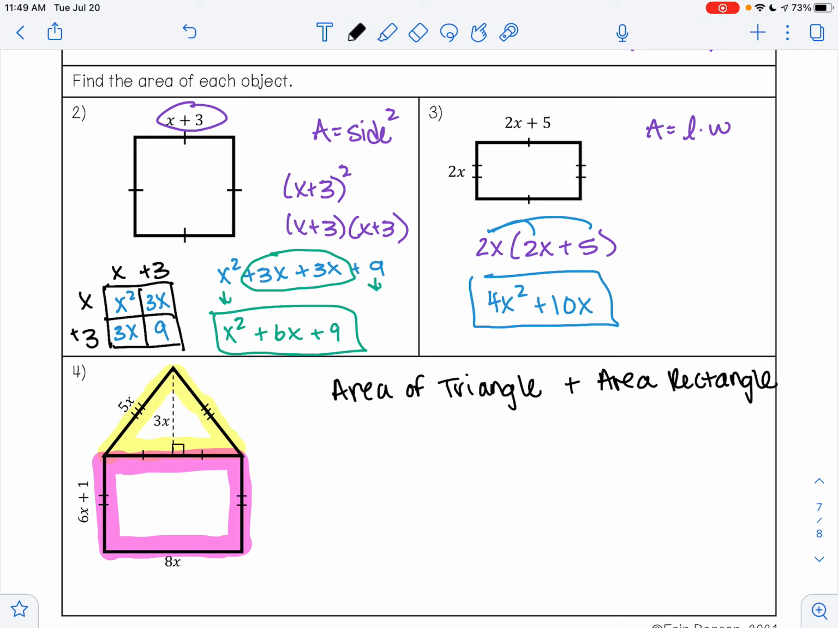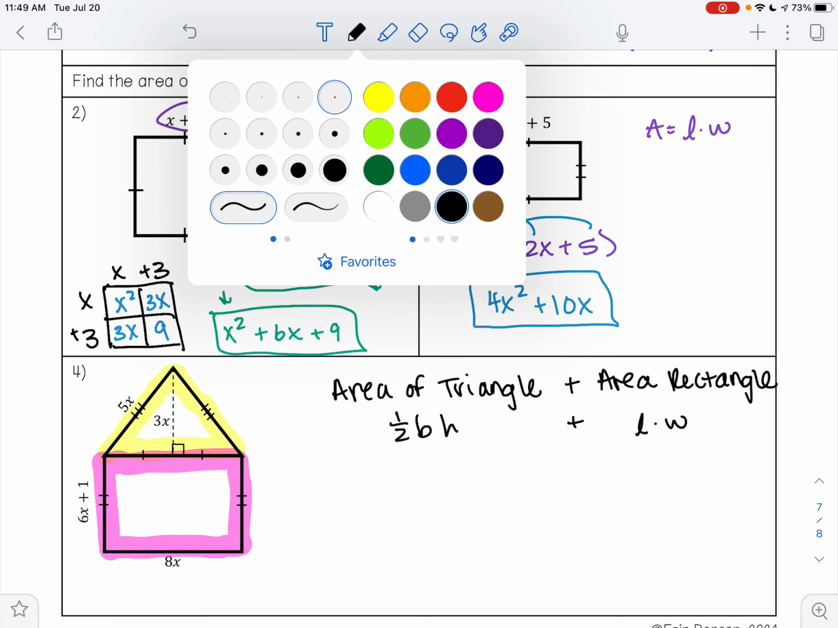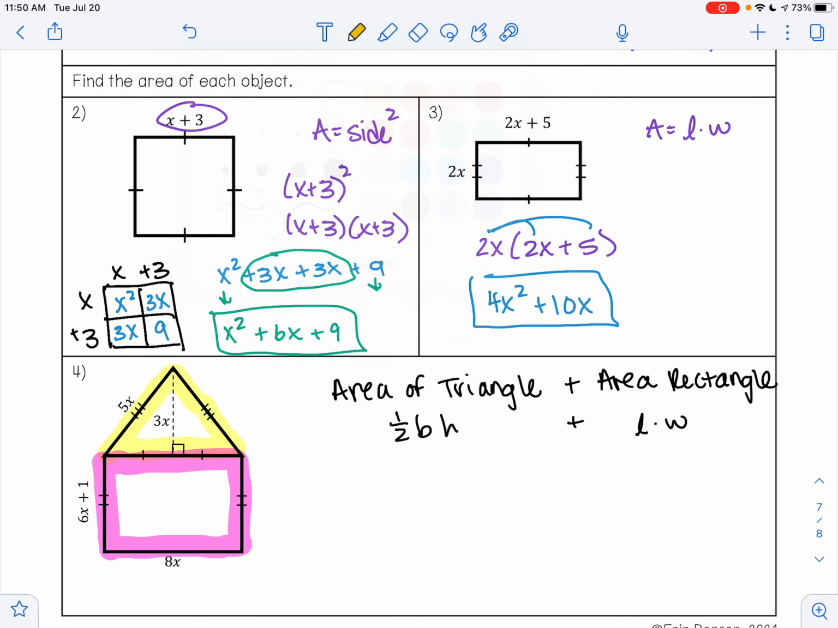To find the area of the triangle, remember the formula for that is 1/2 base times height. And the area of the rectangle is going to be length times width. So let's look at each of those. For the triangle, let's see. I know that this whole length right here is 8x, because this side has to be the same as this side for this to be a rectangle, right? I can also see that these 2 pieces right here are the same. So I have to cut 8x in half. 8x cut in half is 4x.